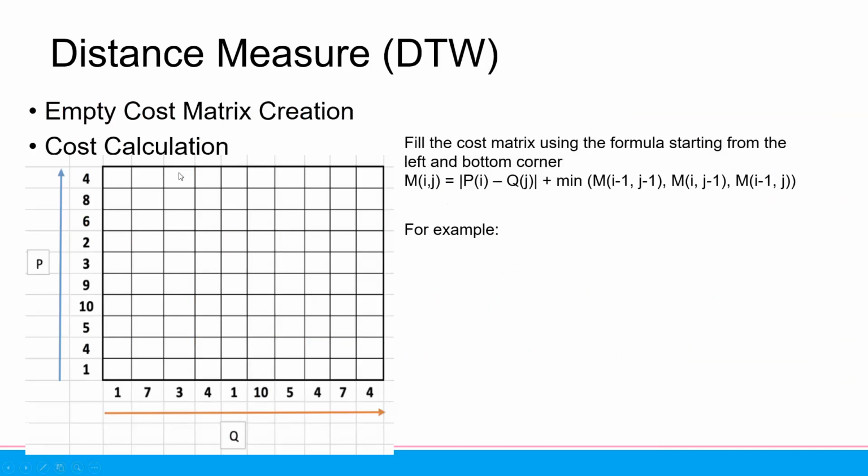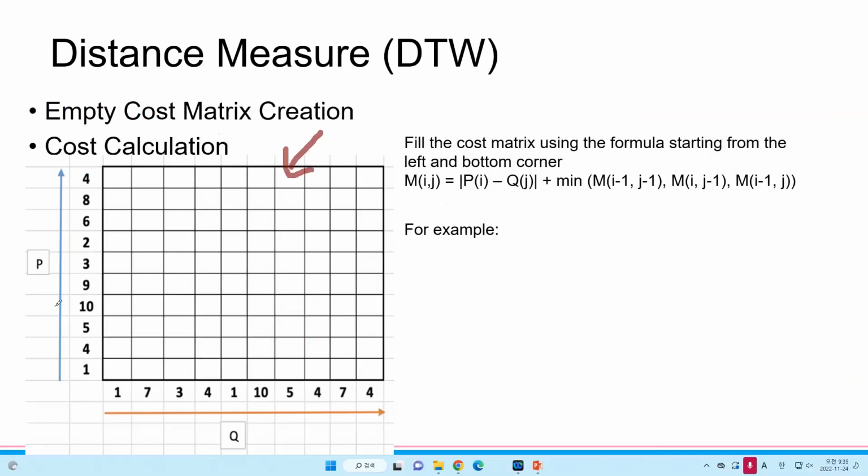So when we are making the distance measure with DTW, first we will create the empty cost matrix. This is the empty cost matrix. We have P, which is 1, 4, 5, 10, 9, and so on. And Q is 1, 7, 3, 4, 1, and so on. So first it is empty, nothing. And then we need to fill in the cost matrix using the formula, starting from the left part.